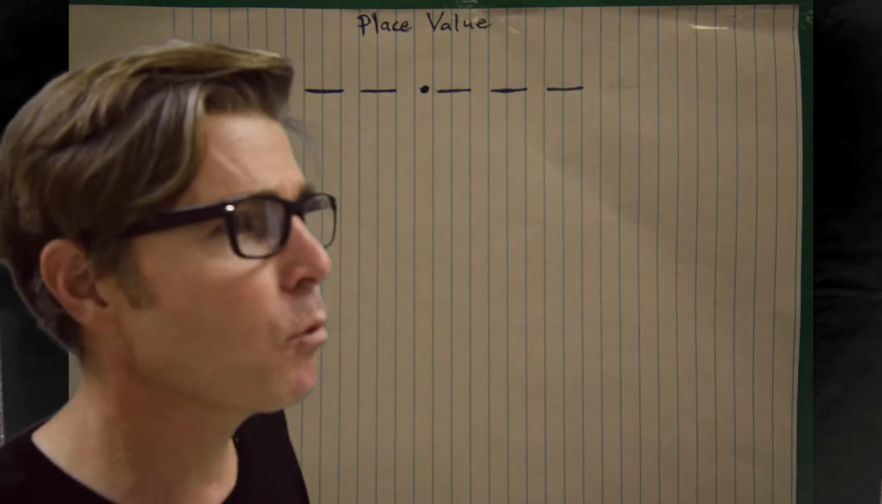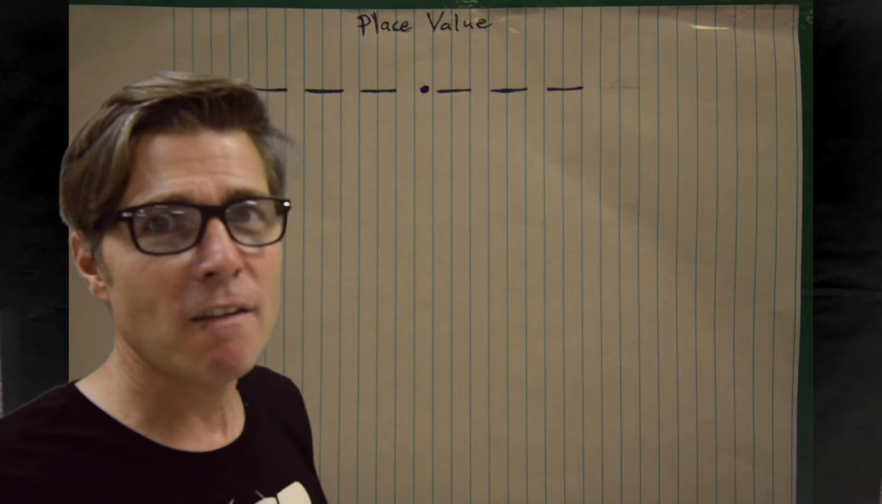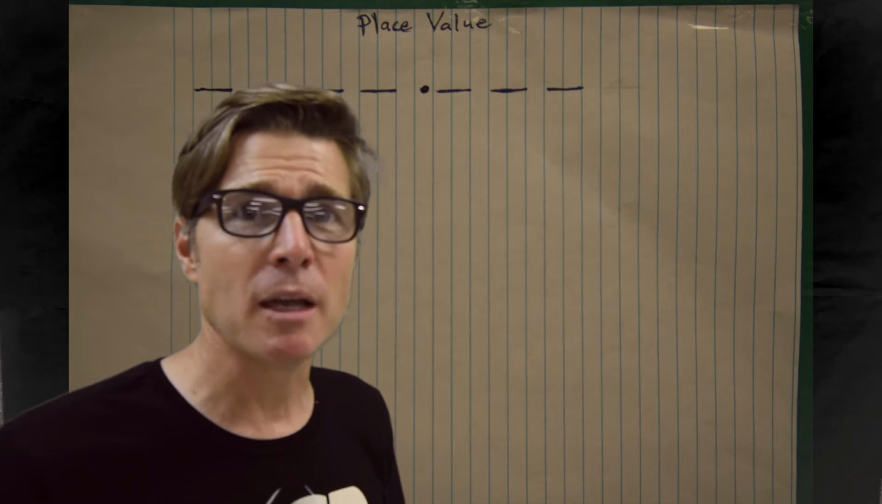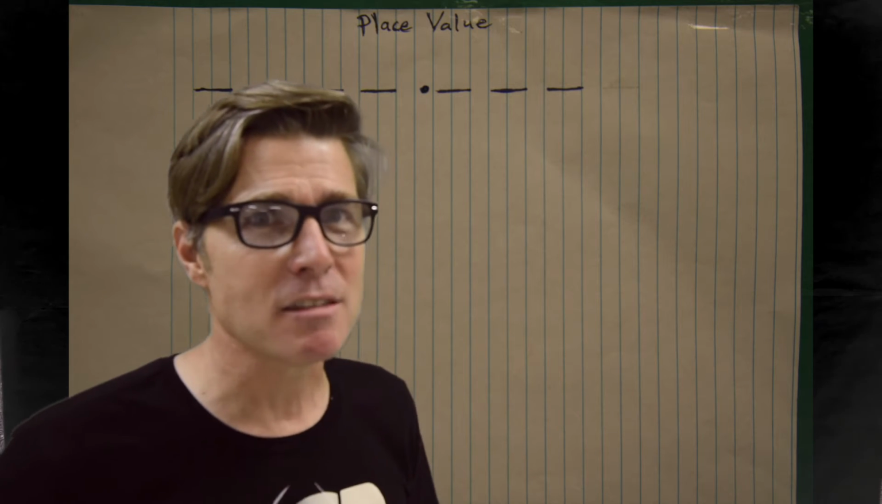We're going to take our piece of paper, we're going to turn it sideways, and we're going to put a decimal in the middle of our paper. To the right of that decimal, we're going to put three spaces. To the left of that decimal, we'll put four spaces. Your student needs to be able to fill in these spaces with the names of the places.